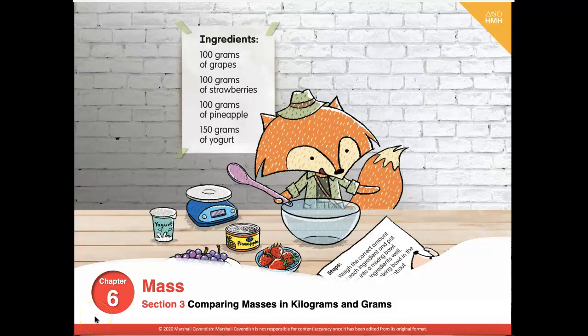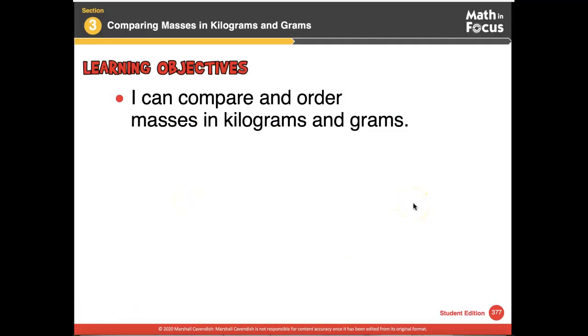Alright guys, we're going to start another easy peasy section of math. We're starting section number 3, which is comparing masses in both kilograms and grams. What I want you to focus on is: I can compare and order masses in kilograms and grams, and that simply means I am able to compare them. I am able to say that grams is less than kilograms and kilograms are greater than grams.